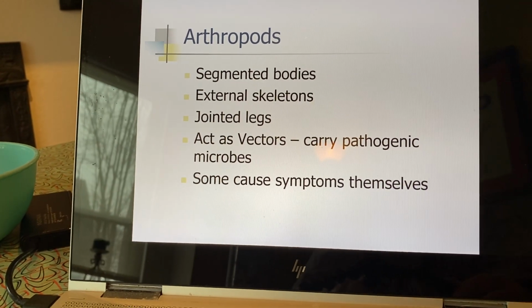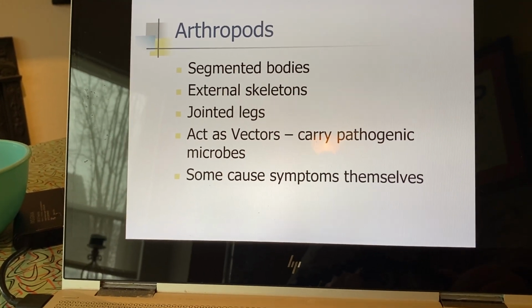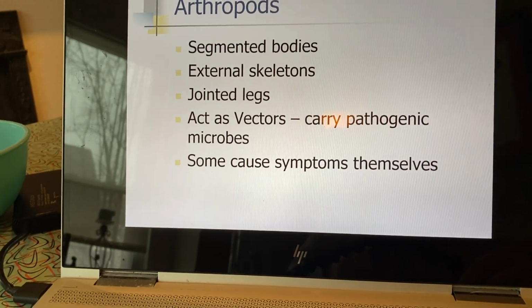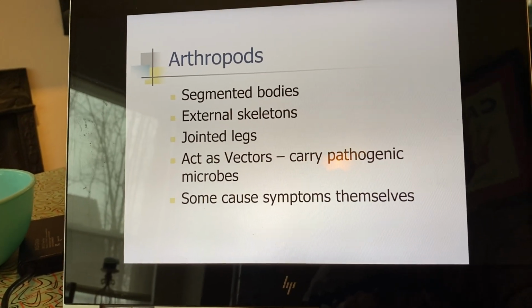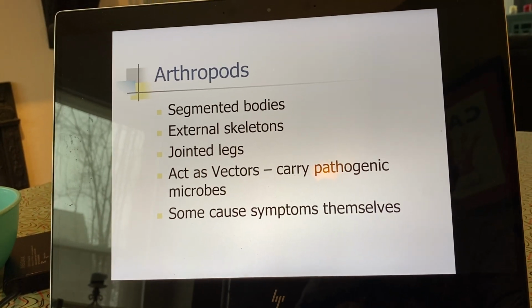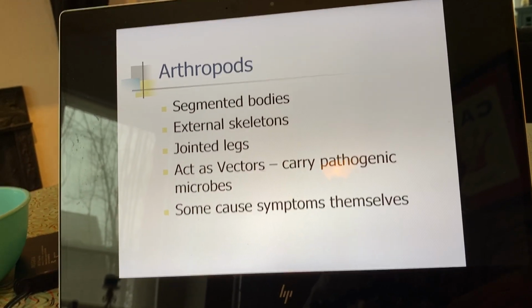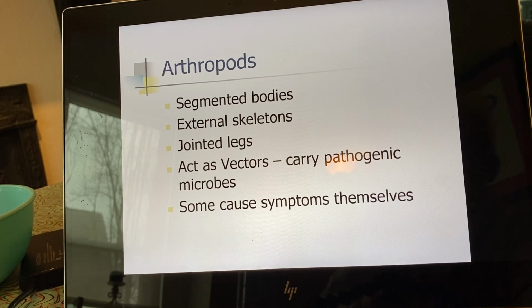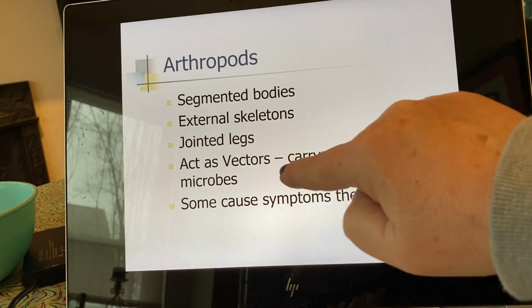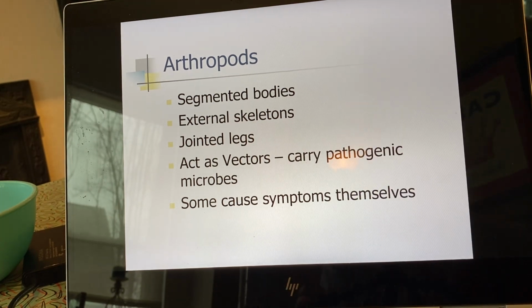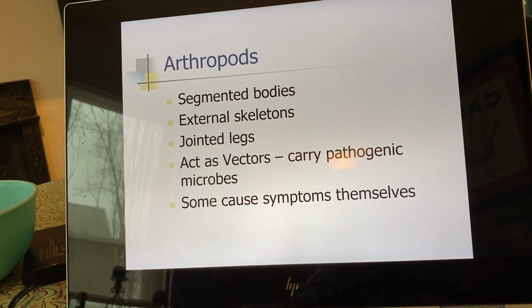Now, some of them cause symptoms themselves. So think of kids that have head lice or body lice, pubic lice, those types of things. The most important part, and we're going to get to this in chapters 14 and 15, is that most arthropods act as vectors, okay? So put a big star next to that word.